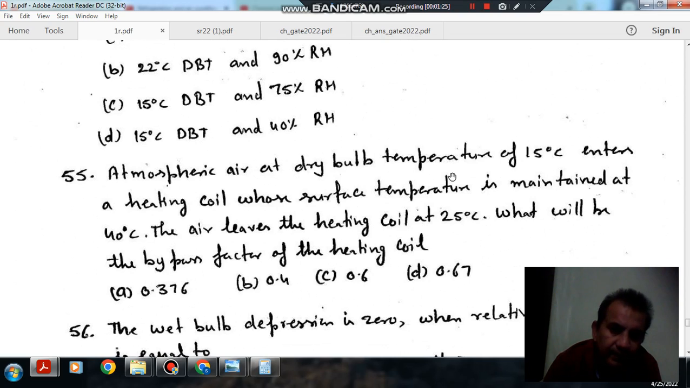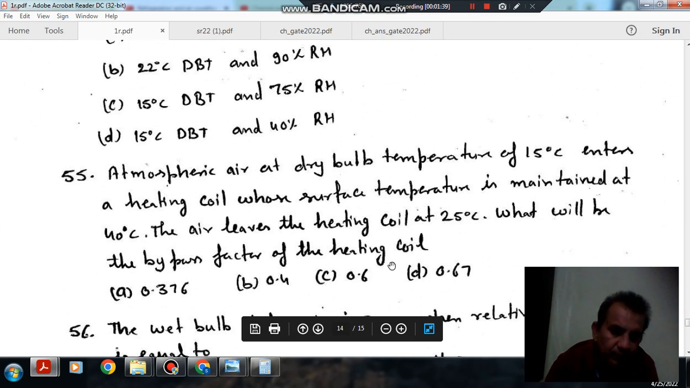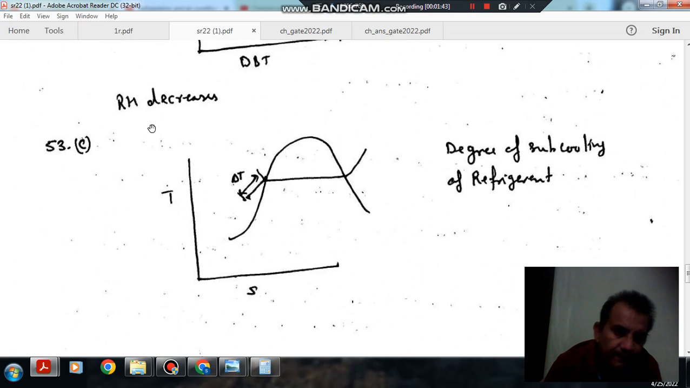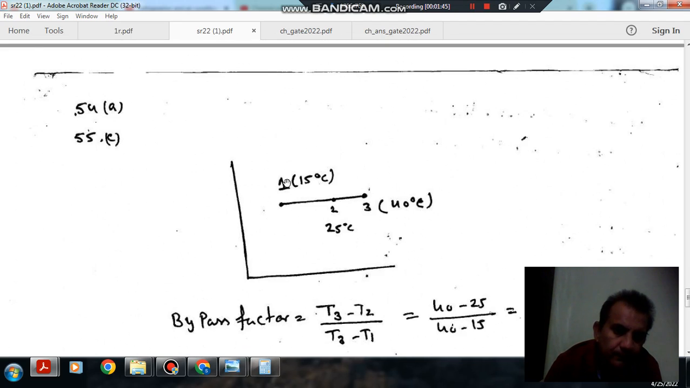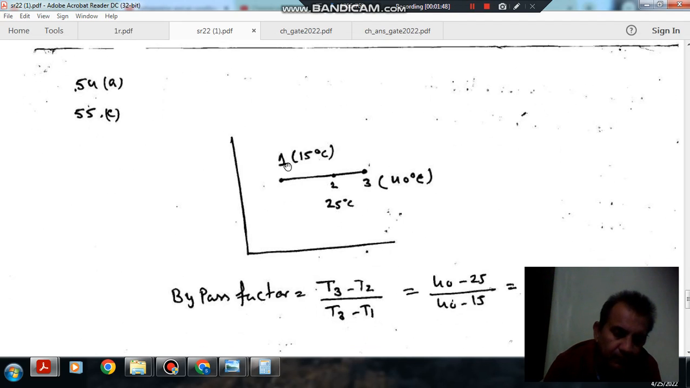Question number 55. Atmospheric air at a dry bulb temperature of 15 degrees Celsius enters a heating coil whose surface temperature is maintained at 40 degrees Celsius. The air leaves the heating coil at 25 degrees Celsius. What will be the bypass factor of the heating coil? So this is 15 degrees Celsius, this is 25 degrees Celsius, this is 40 degrees Celsius.